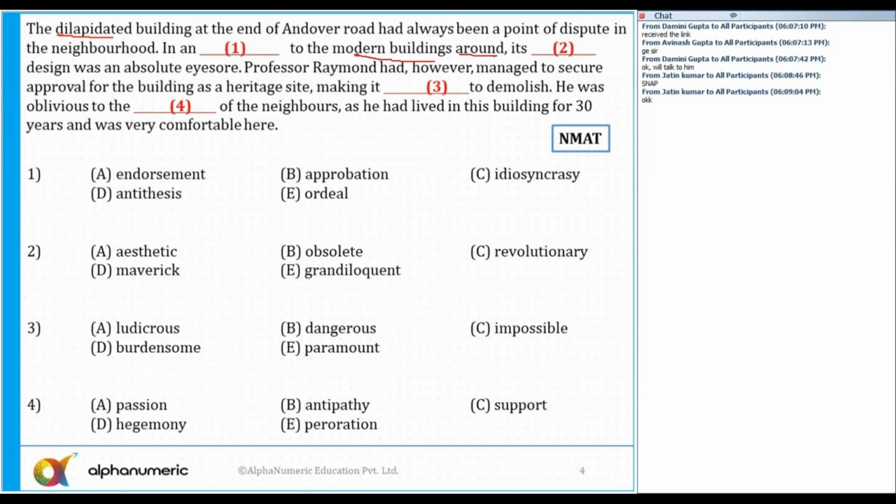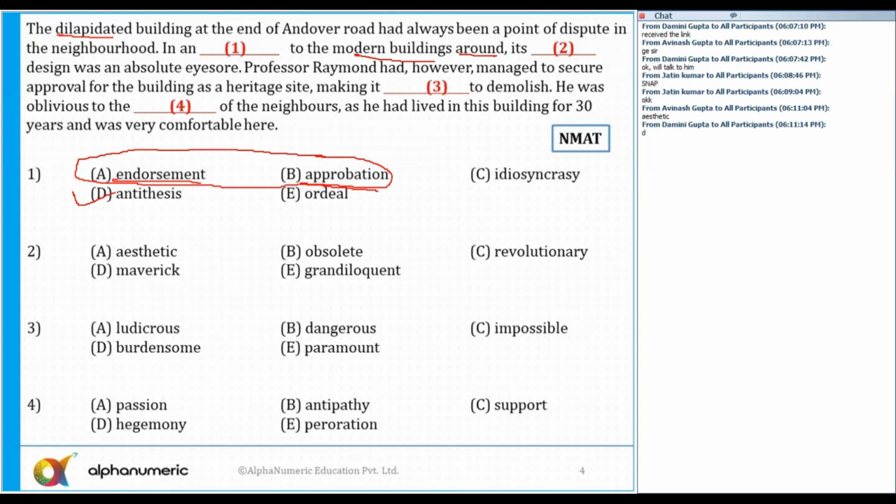From the given options for blank one, it is going to be antithesis. Antithesis means the opposite. It is going to be the opposite. It cannot be endorsement because endorsement means approval. See, approbation and endorsement, both these words, what do they mean? They mean approval. Okay, for blank one, there are 5 options. You have to select one of them.